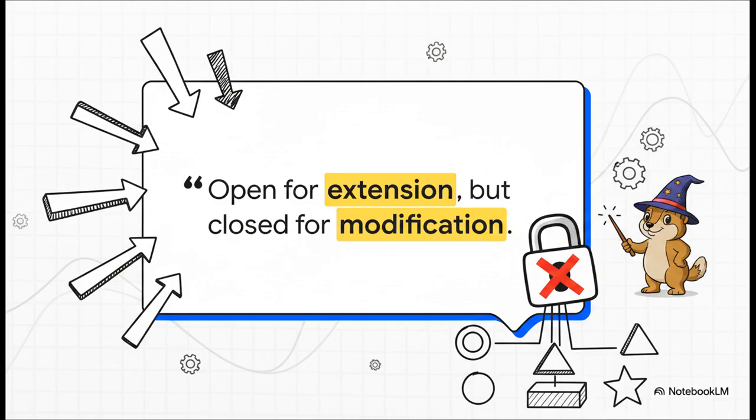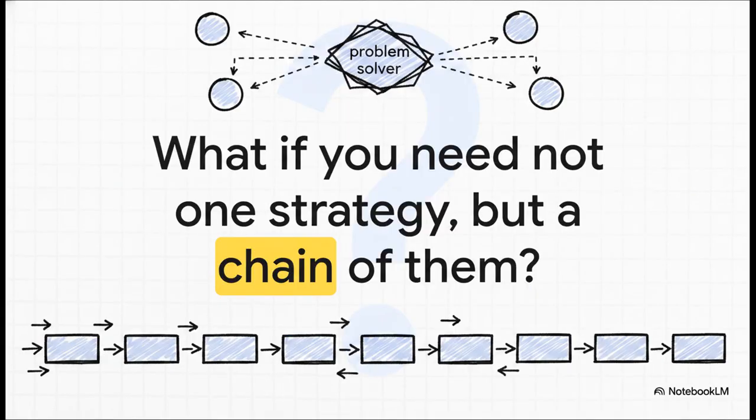So we've seen that the strategy pattern is perfect for swapping one algorithm for another. But what happens when the problem is a little different? What if you don't need just one strategy, but a whole chain of them, where each one gets a chance to handle a request one after the other? Well, that's where another incredibly powerful design pattern comes into play. But we'll have to save that one for the next time.